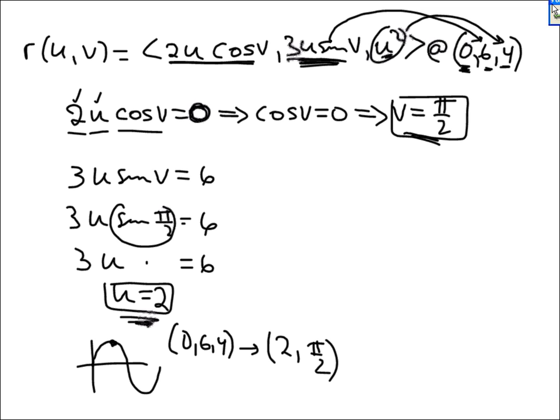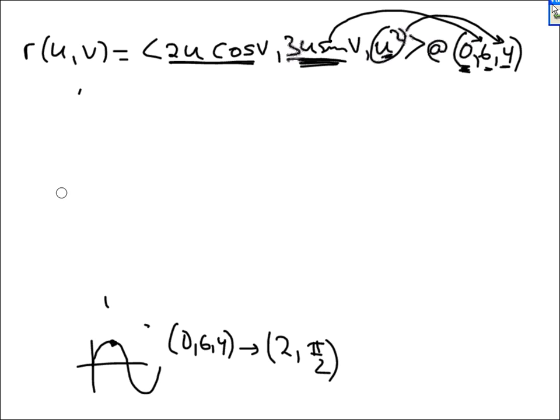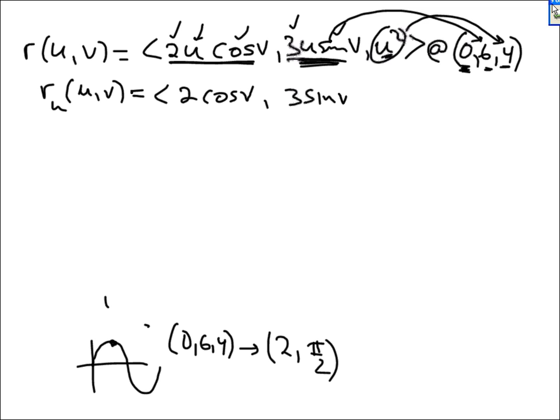Okay, let me erase a lot of this, please. All we did was just find out the u, v point. Okay, now we have to find the partials of r of u, v. Partial with respect to u: that means the 2 and the cosine v are constants, times the derivative of u, which is 1. Constant times 1 is just a constant. Same thing in the next component. This 3 times sine v is a constant times the derivative of u, which is 1. 3 sine v times 1 is 3 sine v. With respect to u, the derivative of u squared is 2u.